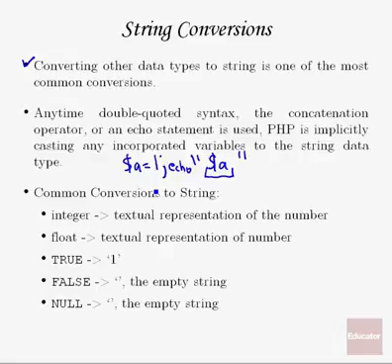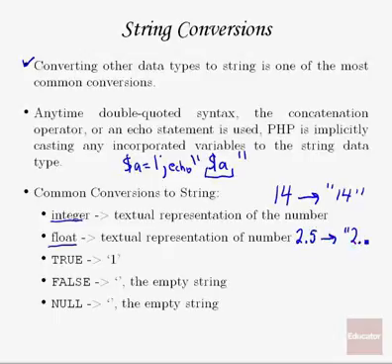So some of the common conversions that happen to strings: if you have an integer or a float and you convert it to a string, which you've seen in some of the code that we've done, like in our store web application, for example, the calculation of the price, it takes the number and just converts it to its text version. So 14 becomes the string 14. And if we have a float value like 2.5, that just becomes the string 2.5. So that's a pretty intuitive conversion.